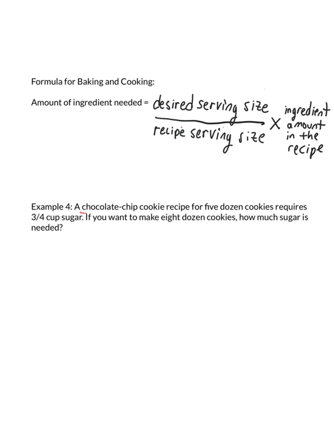It says a chocolate chip cookie recipe for 5 dozen cookies requires 3/4 cup of sugar. If you want to make 8 dozen cookies, how much sugar is needed? So whenever it's asking for some sort of ingredient amount, that's how I know to use this formula. The desired serving size, how much we want to make when it's all said and done, is 8 dozen of these cookies. So I'm going to plug in 8 dozen into desired serving size. That means it's going to be the numerator part of that fraction.